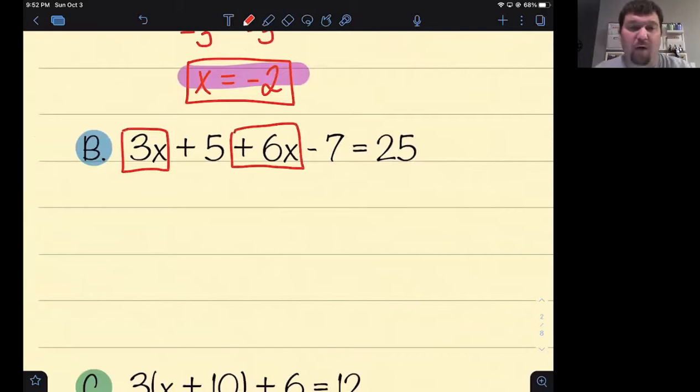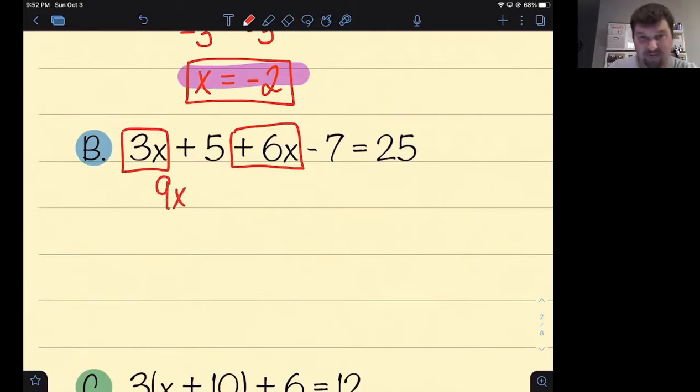What's important to remember when you're combining your like terms is to remember that whatever sign is in front of the term belongs to that one. So notice how when I boxed in that 6x, I boxed it in with the plus sign in front of it to remind myself that that is a positive 6x. Okay, that's going to come in handy when I end up having negative terms and I need to use my integer rules. So 3x and 6x makes 9x.